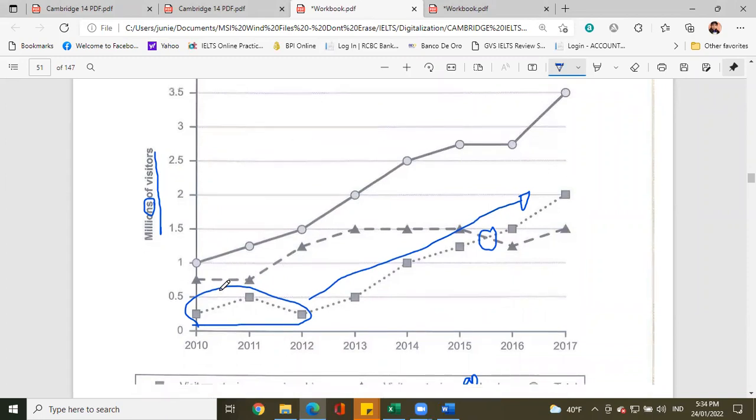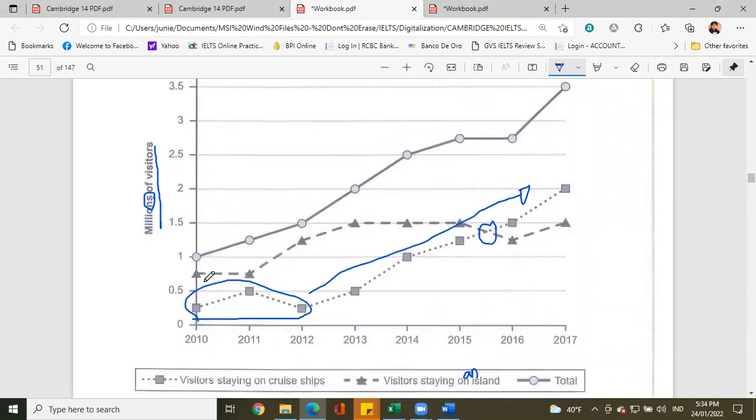And then, for visitors preferring to stay on an island, that's my first cluster. Tapos, my second cluster is this. Yan. Plateauing at the 1.5 million mark for the next 3 years. Ganun. And then, for the final 2 years, there had been a slight fluctuation ending at the same 1.5 million mark. So 1, 2, 3. Tatlo yung cluster points.